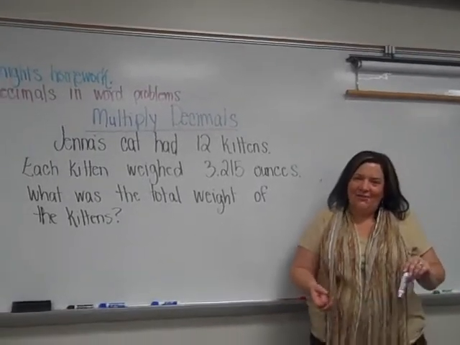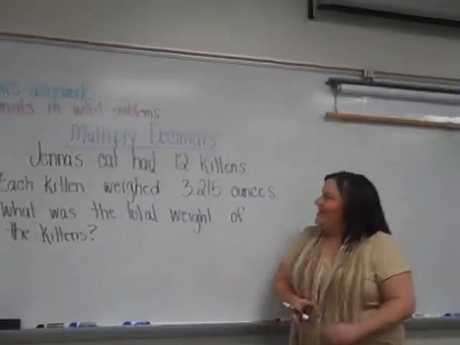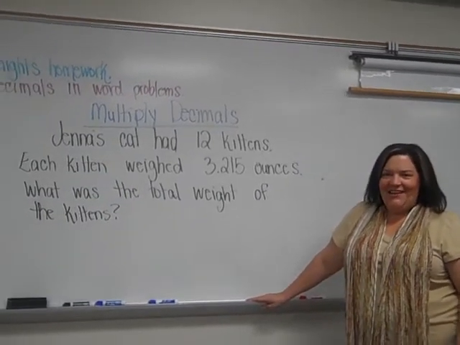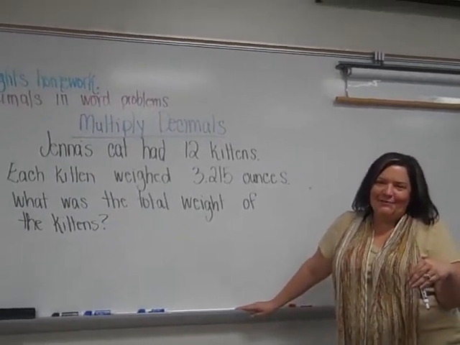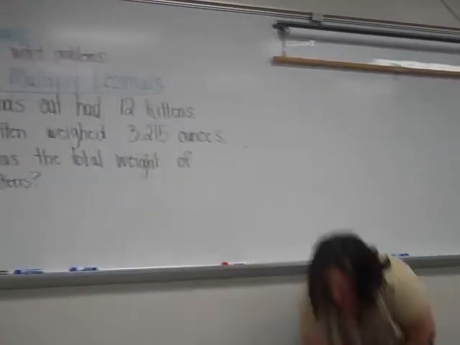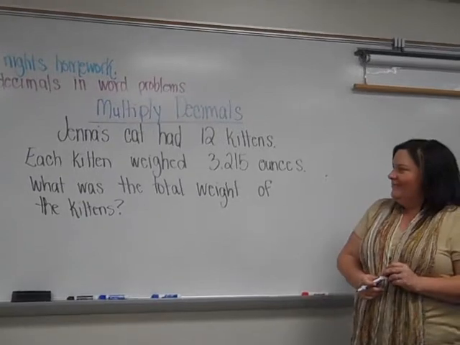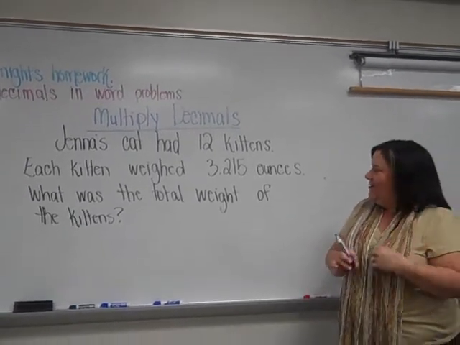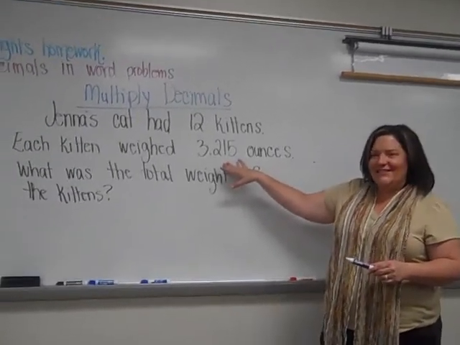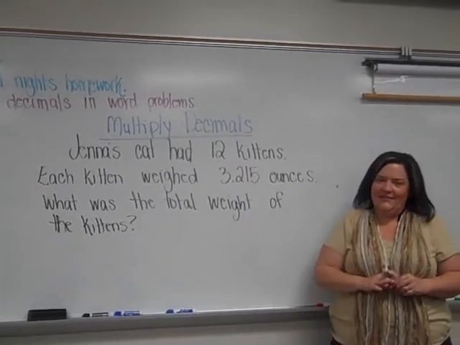In this lesson, children, we're going to learn how to multiply decimals. And I've posed a real-life word problem, and we're going to apply multiplying decimals to this word problem. Jenna's cat had 12 kittens. Aww. Each kitten weighed 3.215 ounces. What was the total weight of the kittens?